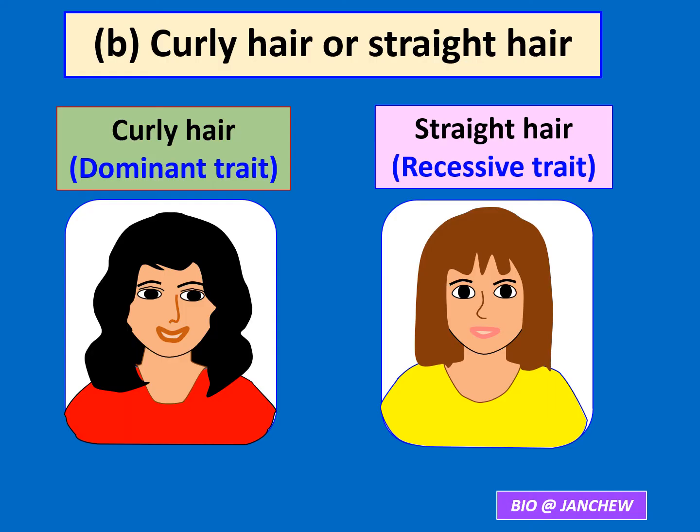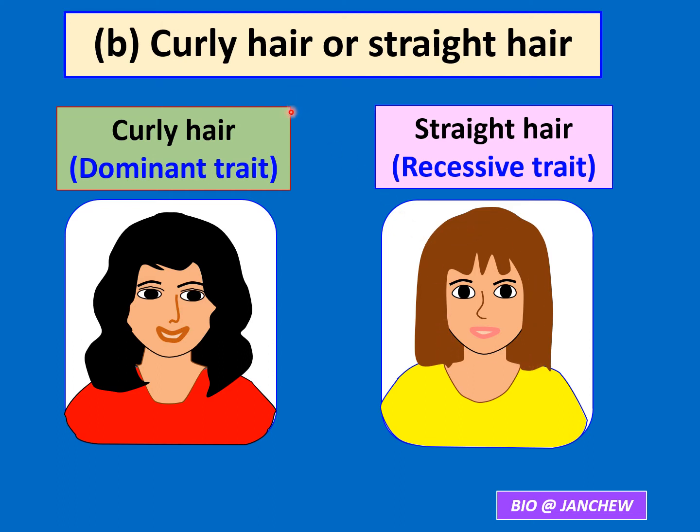The second example of variation in humans is hair type. Some people have naturally curly hair, not hair that's permed, but naturally curly from young, from birth. And others have straight hair that has no curls.